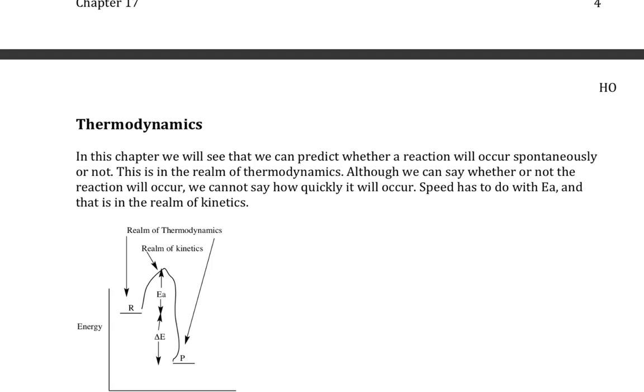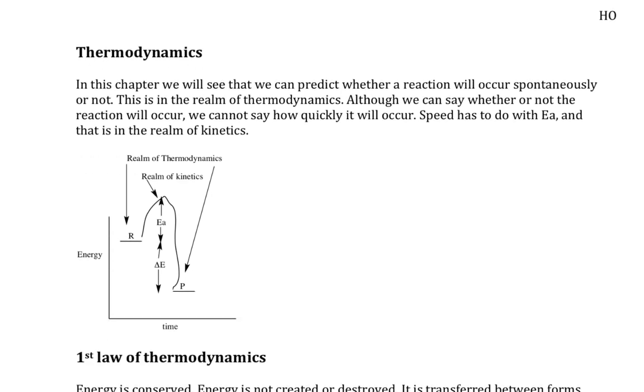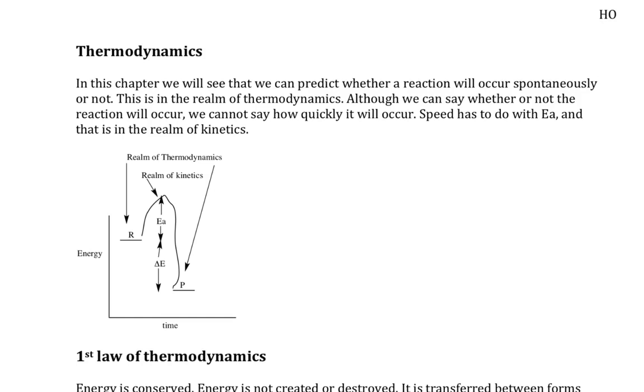Okay, our next section is on thermodynamics, which is basically what this chapter is all about. Thermodynamics turns out to involve all that equilibrium stuff that we learned about. What it does not involve is kinetics. Kinetics has to do with speed, and ultimately that has to do with the activation energy. Whereas thermodynamics has to do with how far a reaction goes to completion, and so forth.